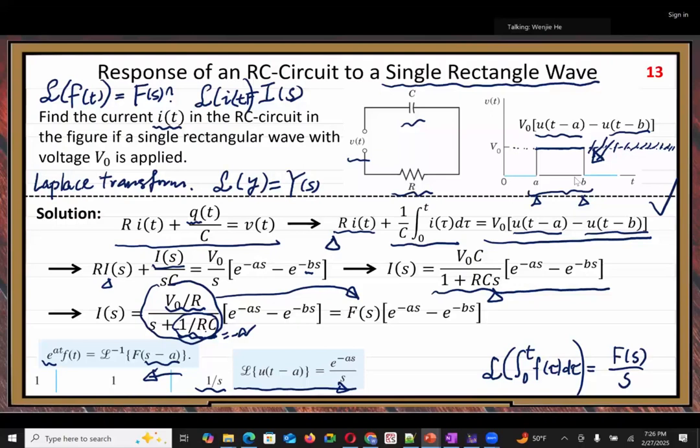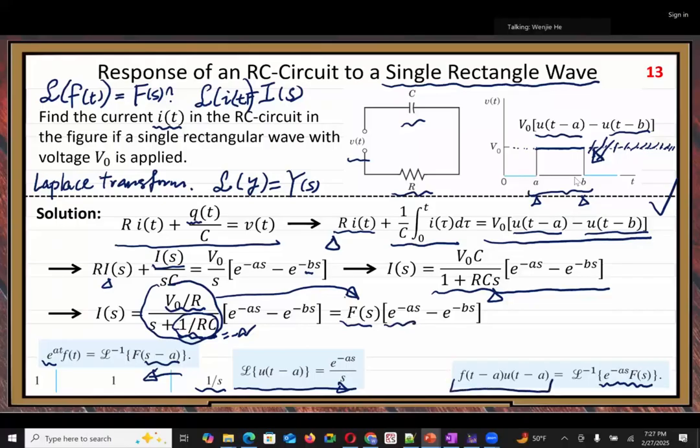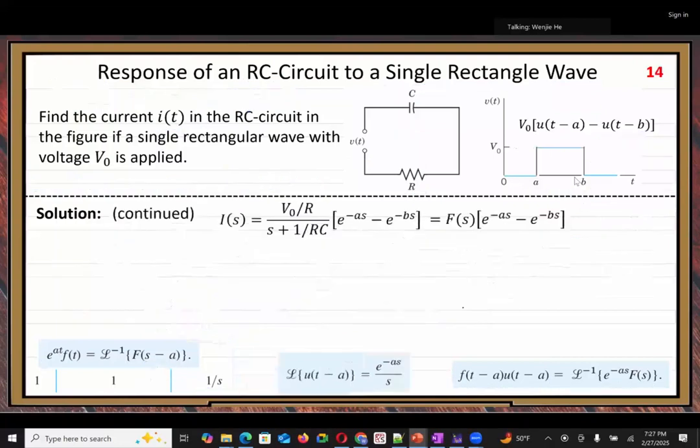Let me erase this. Then we need to use the second shifting theorem. Here you look at this: e to the negative as times capital F of s, and you need to calculate the inverse, so you should have this term. But there are two terms you need to calculate. On the next slide, I want to do the calculation, the final round of calculation.